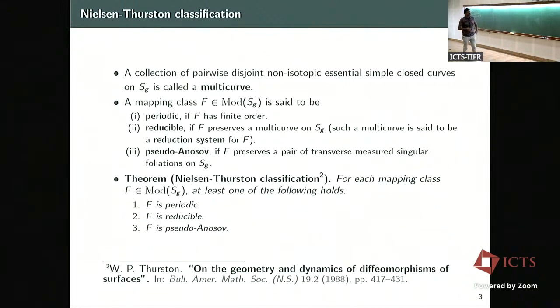So of course, we won't be talking a lot about reducibles and pseudo-Anosovs. In this particular talk, we'll be focusing on periodics. Okay?